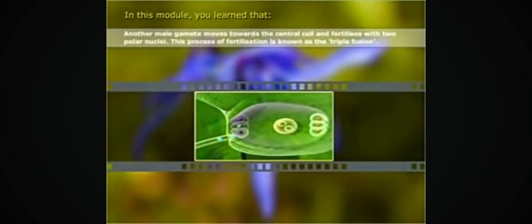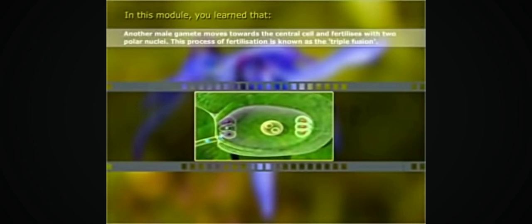Another male gamete moves towards the central cell and fuses with two polar nuclei. This process of fertilization is known as triple fusion.